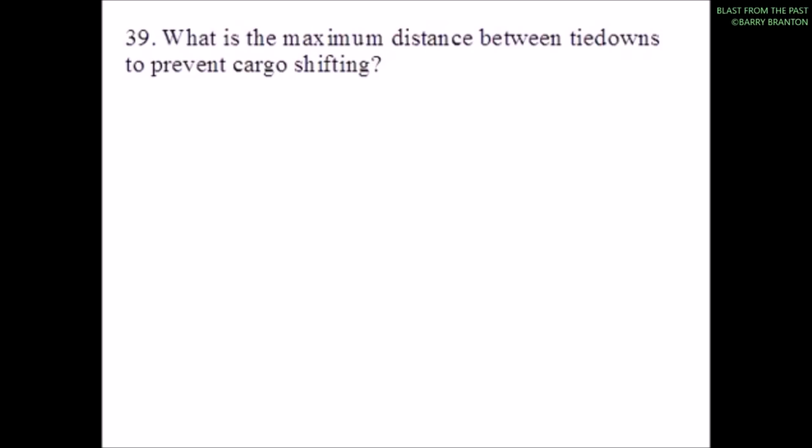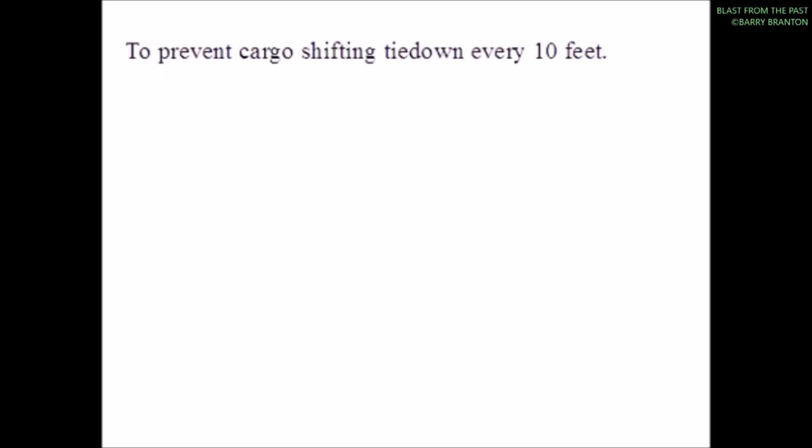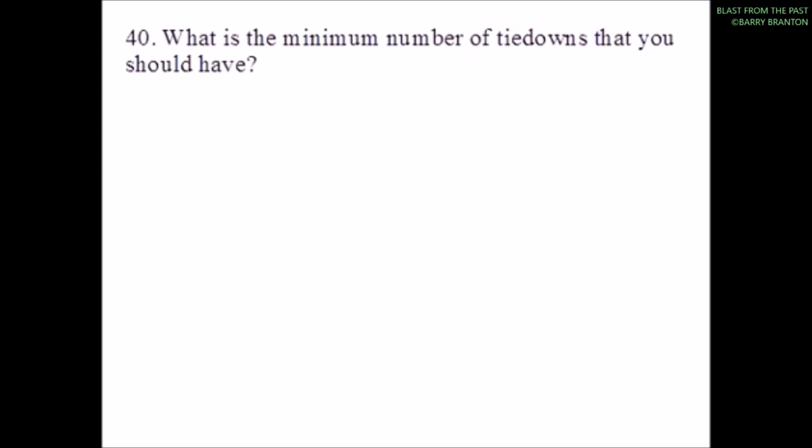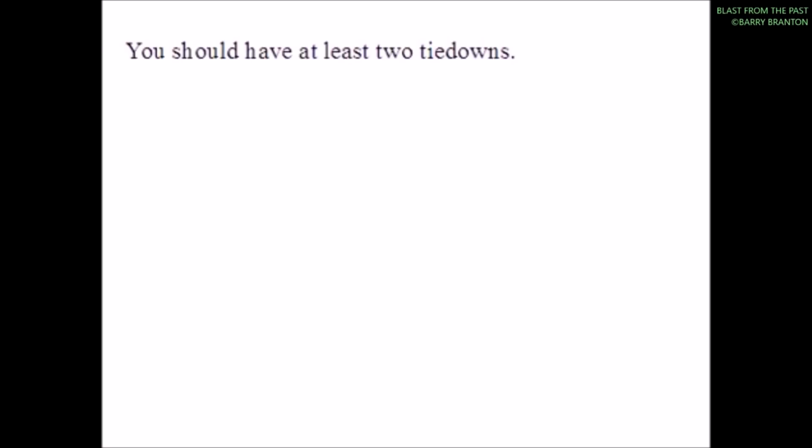39. What is the maximum distance between tie-downs to prevent cargo shifting? To prevent cargo shifting, tie down every 10 feet. 40. What is the minimum number of tie-downs that you should have? You should have at least 2 tie-downs. 41. What is the purpose of cargo blocking and bracing? To keep cargo from sliding and falling and getting out of balance.